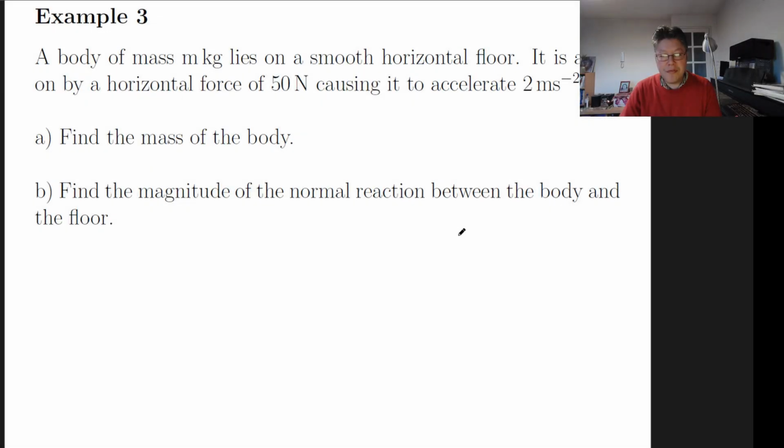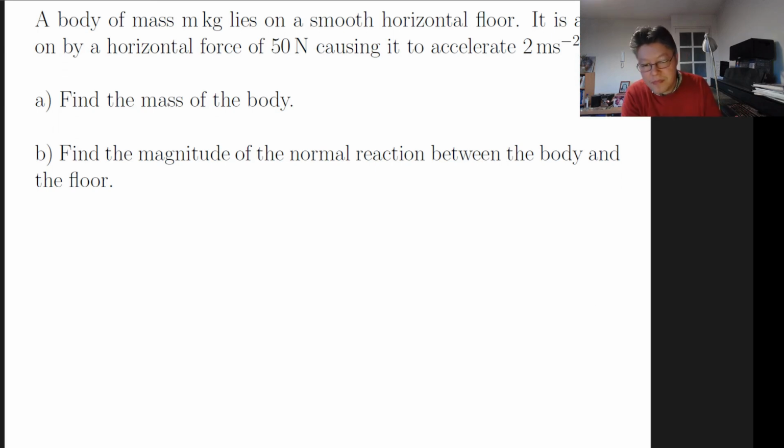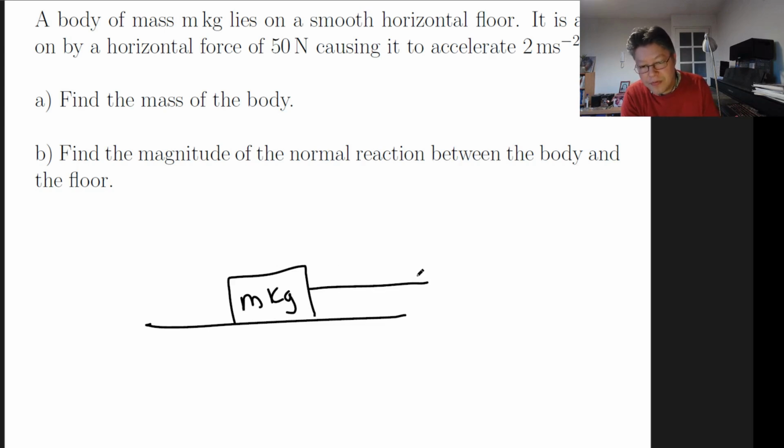And example number 3, so we have this time an unknown mass, but we know the acceleration and the force. So we have a mass of m kilograms and it's acted on by a force of 50 newtons and it accelerates by 2 meters per second squared. So again we'll draw the picture. So the standard picture, horizontal ground, the object on it of mass m kilograms, a force of 50 newtons.